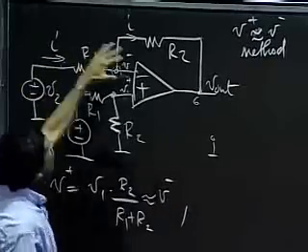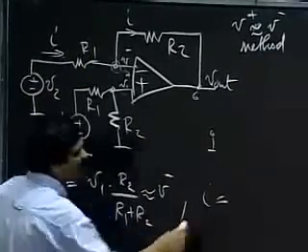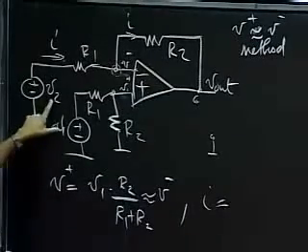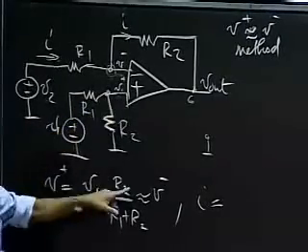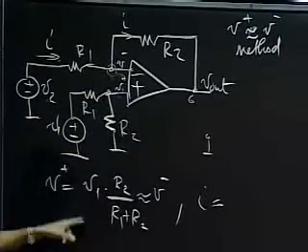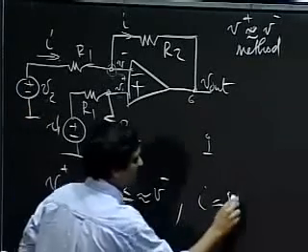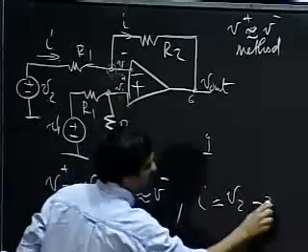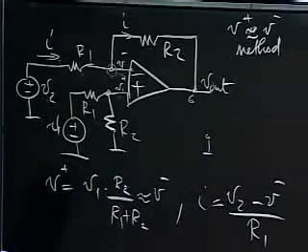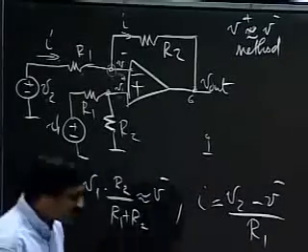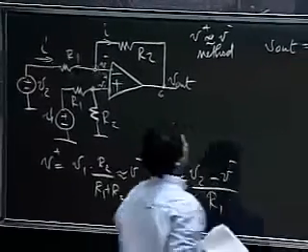So I can write down what my current I is going to look like. Well, I know V2, I know V minus. V minus is the same as V plus, and V plus is the expression given here. So I can write I as V2 minus V minus divided by R1. Let me keep track of those two, and then go ahead and compute V out.